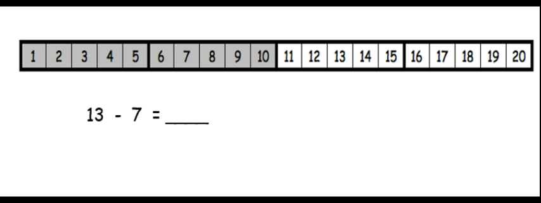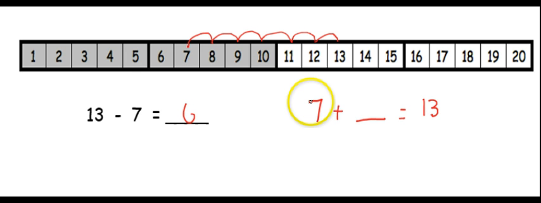Next, I can use my number path to help me subtract. The problem is 13 minus 7. If I use the counting on strategy to solve this problem, I would start at my 7, and then count up a certain number of hops until I get to 13. So let's start at 7 and count up to 13. 1, 2, 3, 4, 5, 6. 13 minus 7 is 6, because 7 plus 6 equals 13.